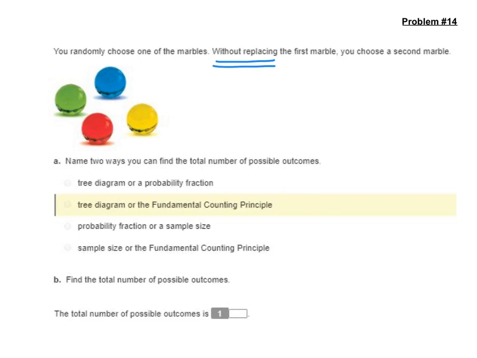So in this problem, you randomly choose one of the marbles. You have 4 marbles to start with. Without replacing the first marble, you choose a second one. So the number of marbles available on your first pick is 4. If you take one out and leave it out, then on the second pick, you only have 3 marbles.